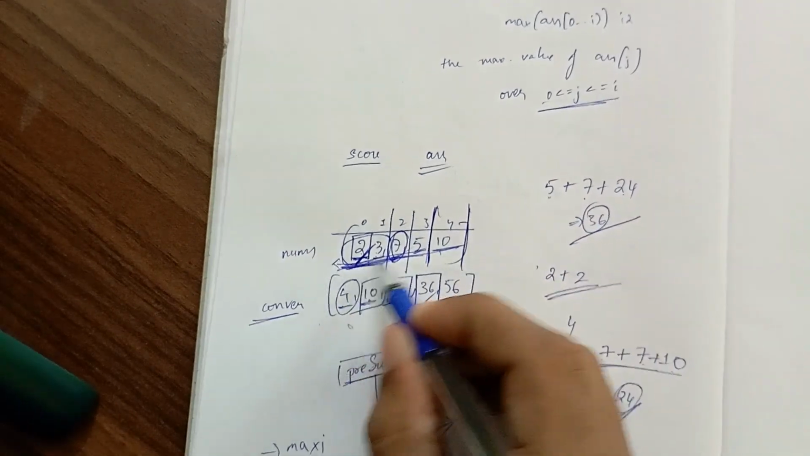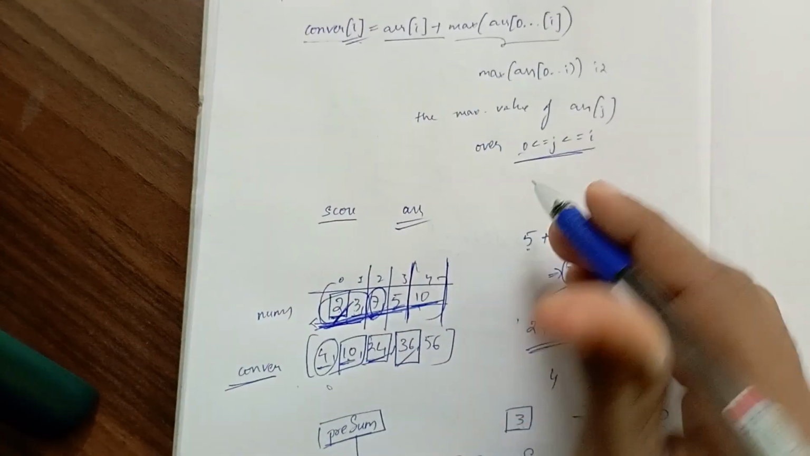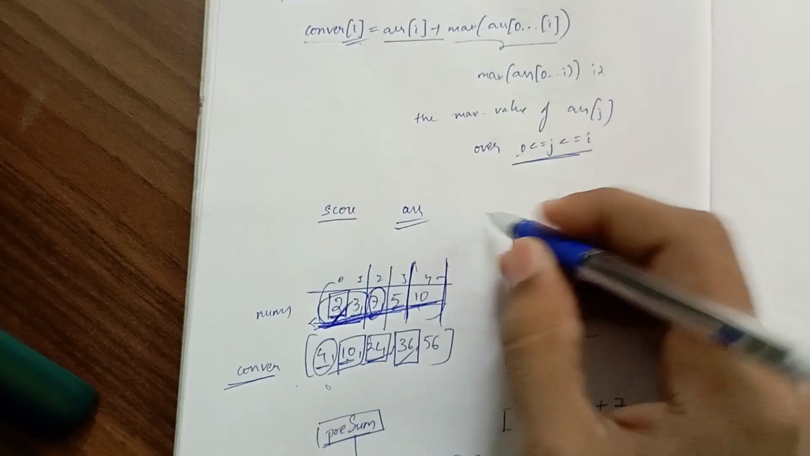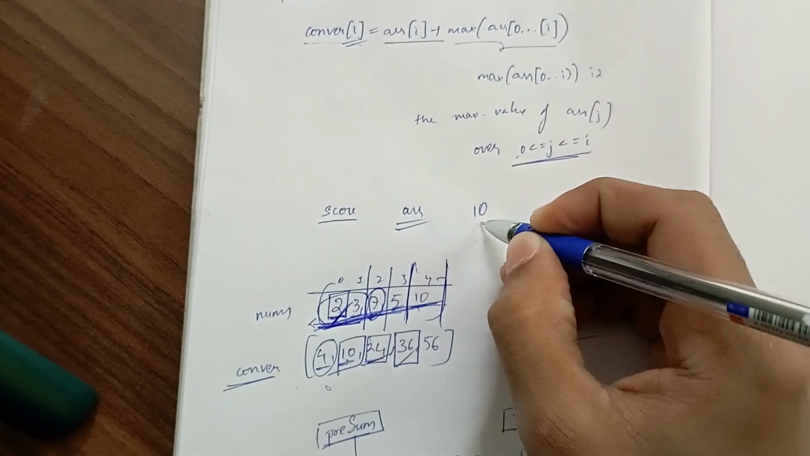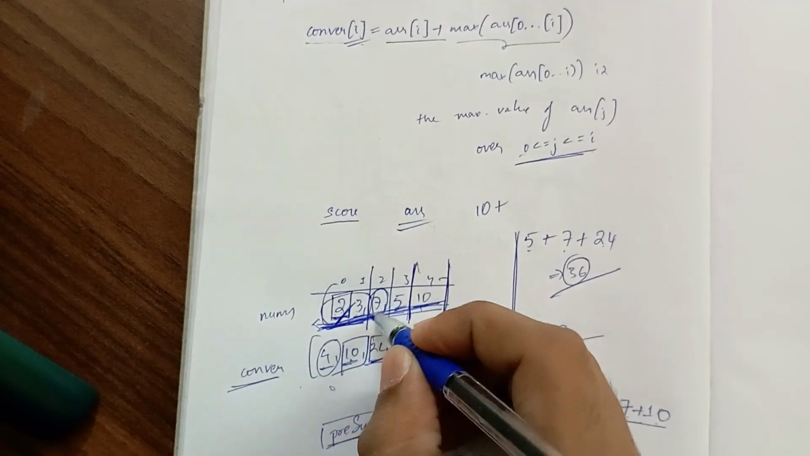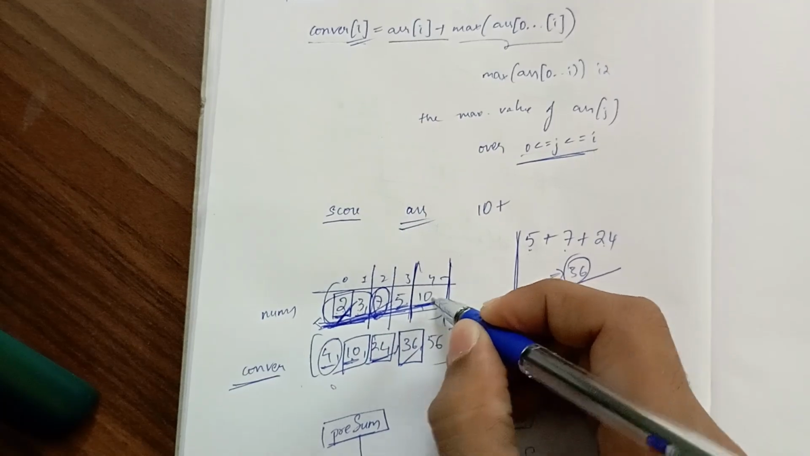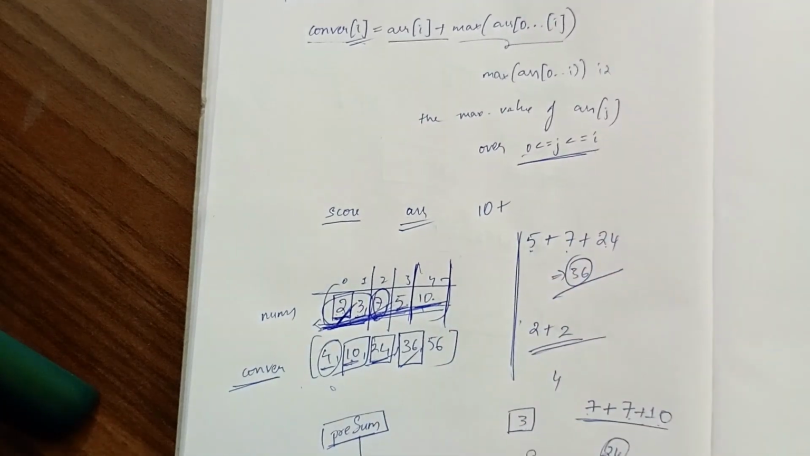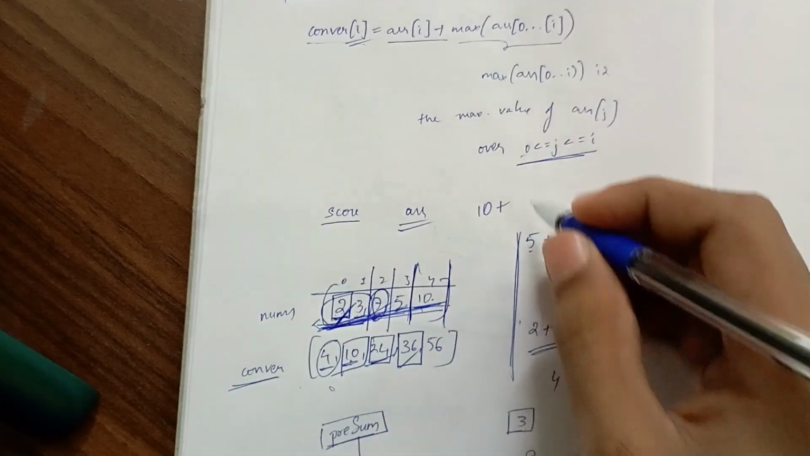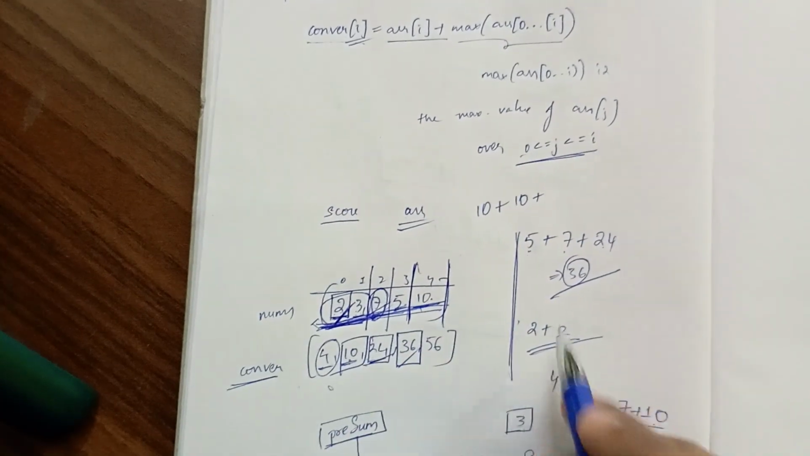We need to consider all these elements and find the maximum, and then add 10. What is the maximum up to now? Up to now it is 7, and when we get to 5 we don't change it, but when we get to 10 we change the maximum element to 10. Now what is the prefixSum up to now? It is 36.